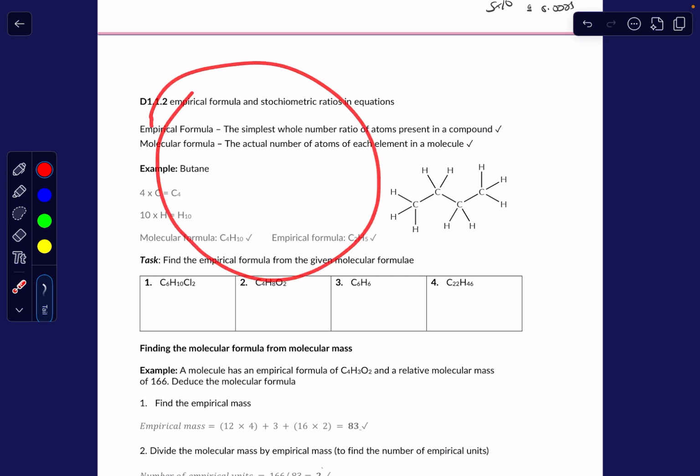Obviously you can read this information here, I just don't want to read it to you, but you might be asked this for definitions and to explain yourself, so you do need to know it.